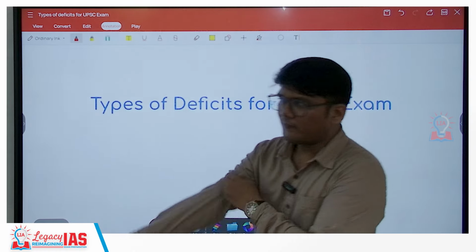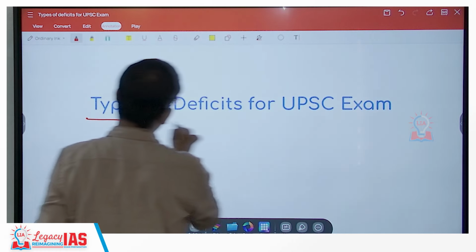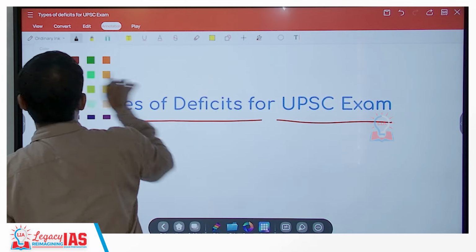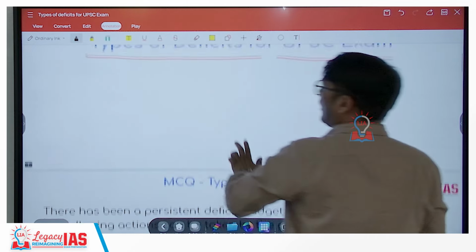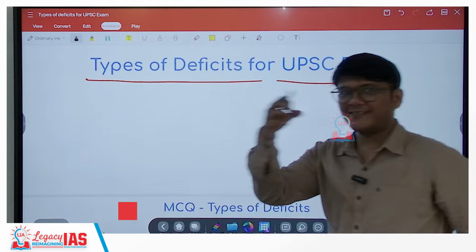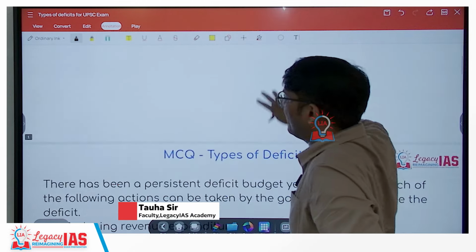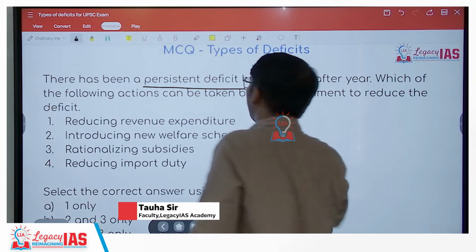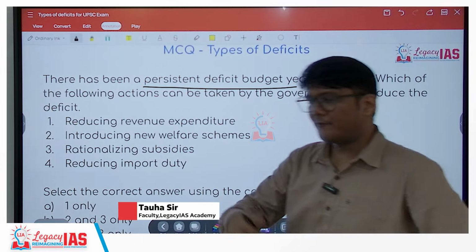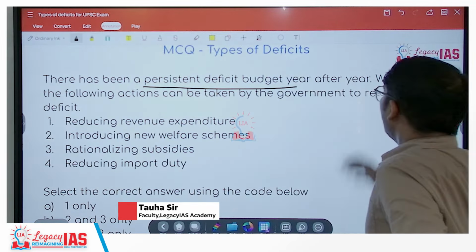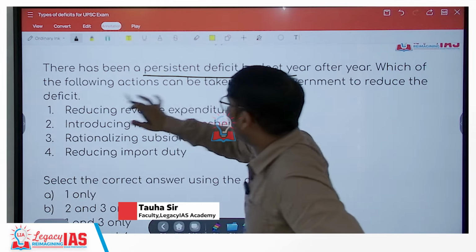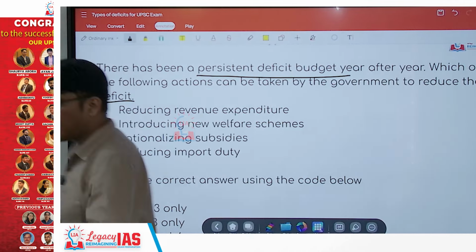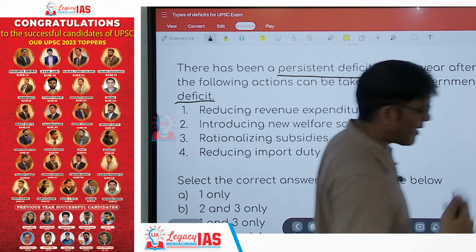So in today's session, we will be looking at the types of deficits for UPSC examination. Now, before we go into the types, let us understand the deficit with the help of a question. The question states that there has been a persistent deficit budget, year on year. Which of the following actions can be taken by the government to reduce the deficit? How can the government reduce the deficit is what they are asking.